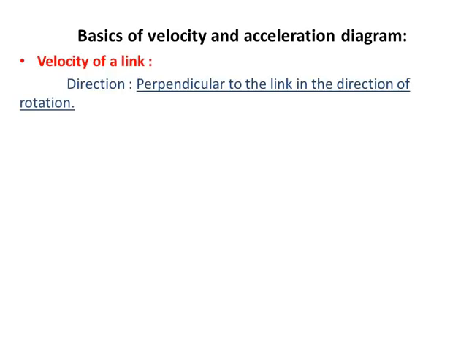Velocity of a link. If a link is having turning motion, then velocity of link will be perpendicular to the link in the direction of rotation, and its magnitude will be equal to V equal to R into omega, where R is the length of the link and omega is the angular velocity of the link.